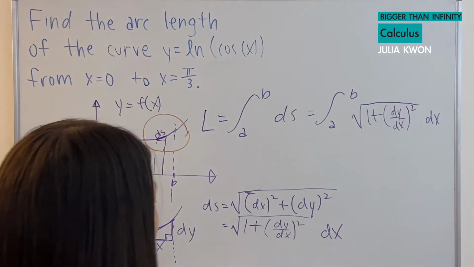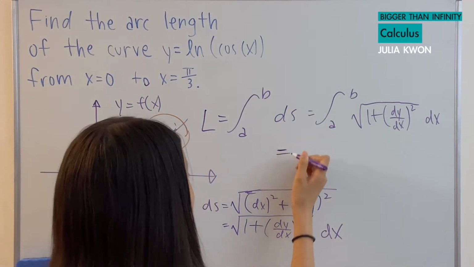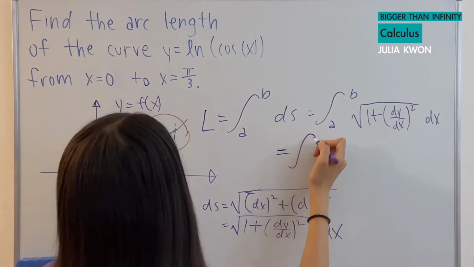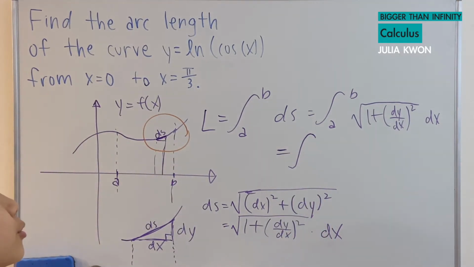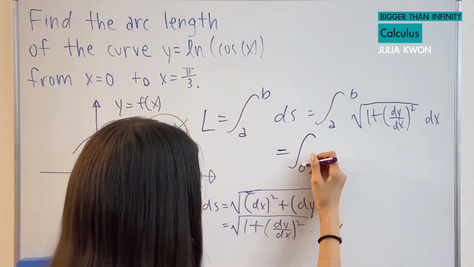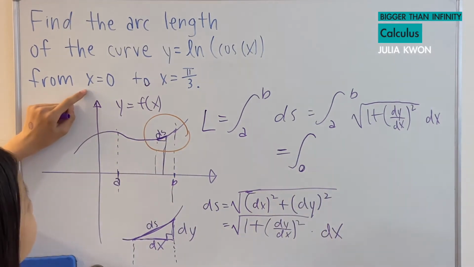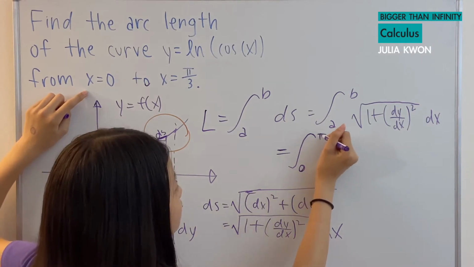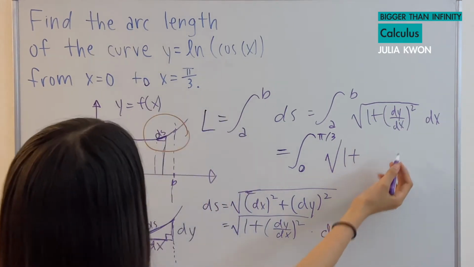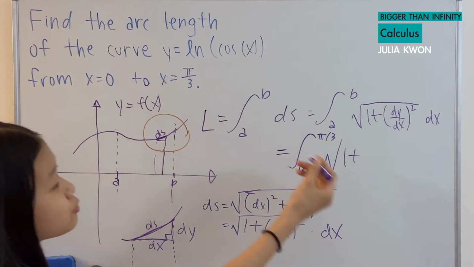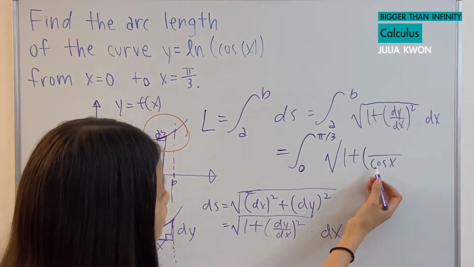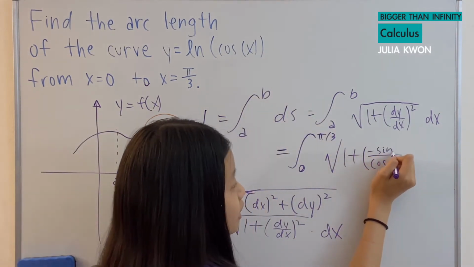This is the formula for finding the arc length of a curve. Now I can just put in y equals ln of cosine x. When we're finding the arc length of a curve, we don't necessarily have to draw the function or the curve if we already know the formula for it. So a in our problem would be 0, and b would be pi divided by 3. And dy over dx would be the derivative of our function, which is 1 over cosine x multiplied by the derivative of cosine x, which is negative sine x.